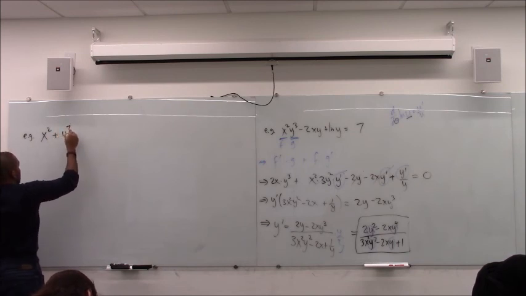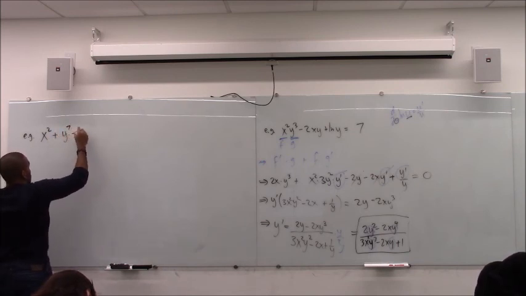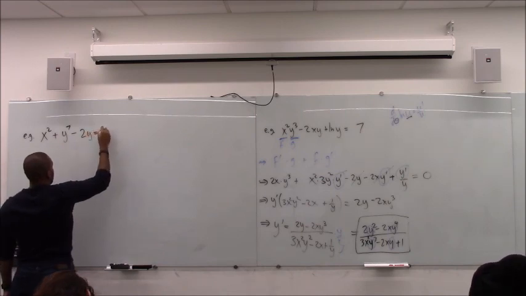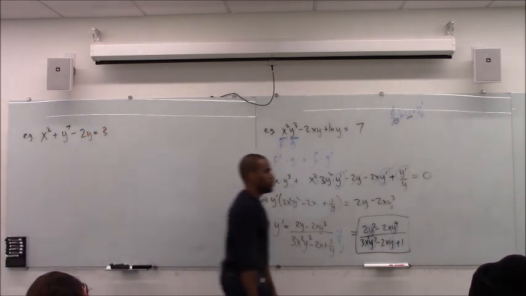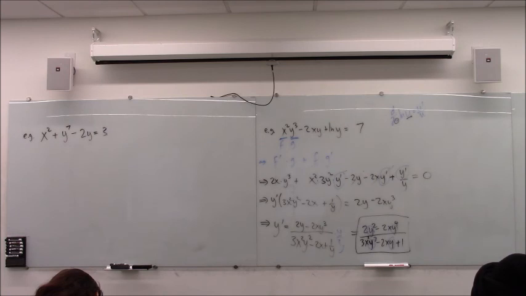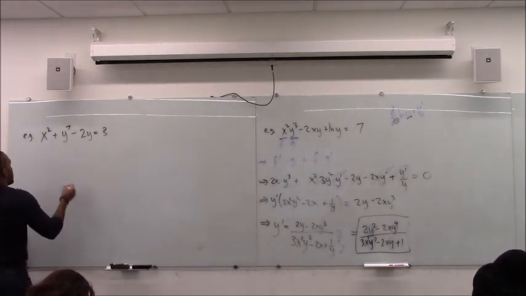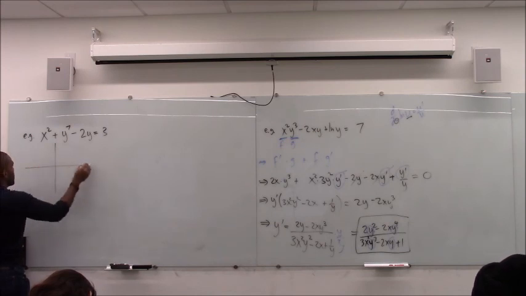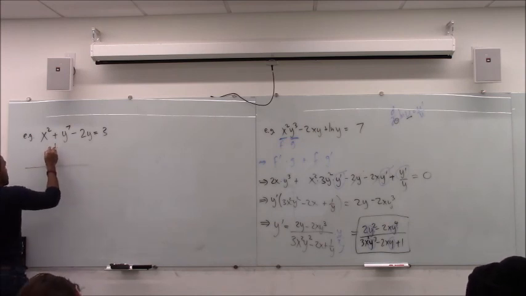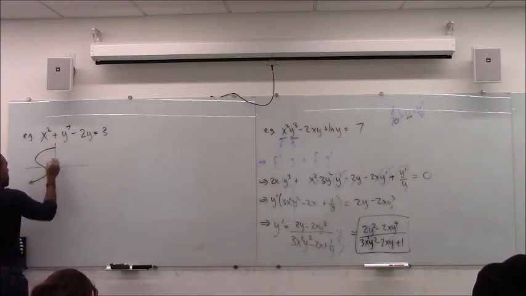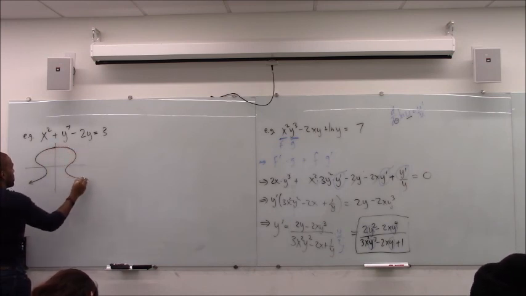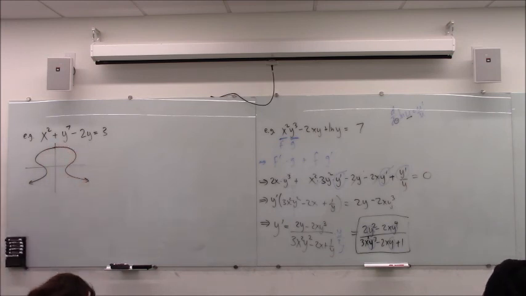So we ended with, I want to say, x squared plus y to the 7th minus 2y equals 3. Yeah, so that was a curve studied by Descartes, Mr. I think therefore I am. That guy who came up with the Cartesian plane was studying this curve. It's called the folium of Descartes.